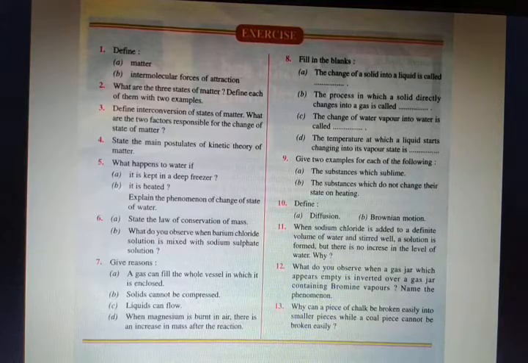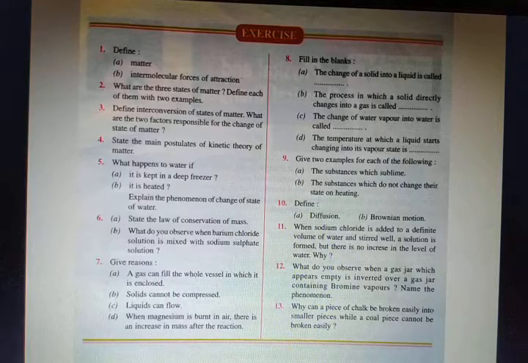So that's all with the exercise. Only 13 questions and one exercise. This completes chapter 1 of class 8. Chapter 1 is being completed.